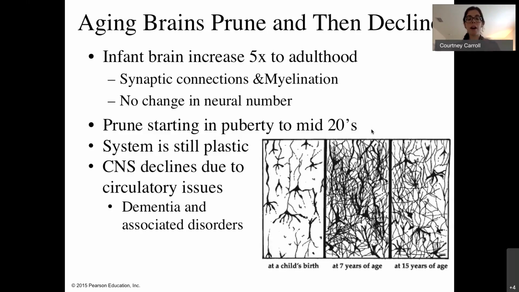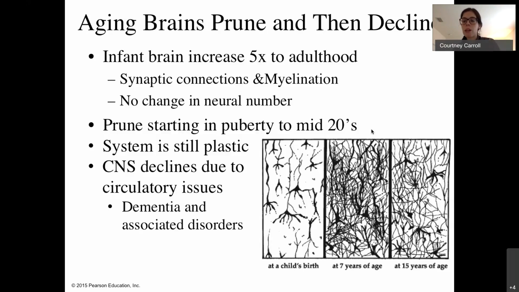So not only as we age do we prune and lose our plasticity, but we also start to lose brain matter itself. And most of this is caused by a lack of blood circulation. So problems like heart disease, obesity, diabetes, all of that is going to affect the amount of sugar and the amount of oxygen going to your brain. And that is believed to be the number one trigger for dementia and associated disorders. So a decline in memory and a decline in cognitive and thinking ability.